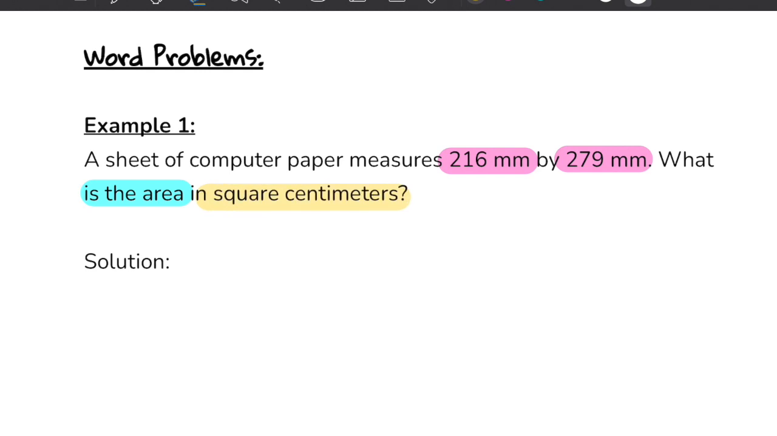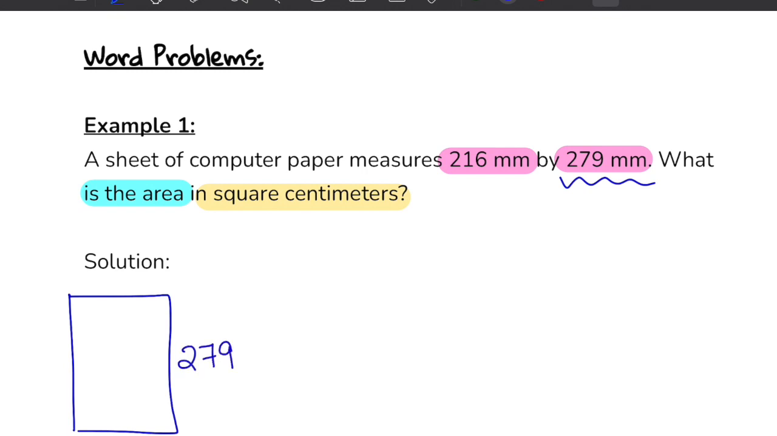So there's quite a bit to unpack here, but I'm going to give you a strategy. Whenever a question gives you some dimensions of a shape or an object, you should start by sketching that shape. Like we said, we're assuming that this is a piece of rectangular paper. The length, so that's this number here, is 279 millimeters, and the width, the smaller number here, is 216 millimeters. The first thing we do after we label our diagram is we check if the units are the same. So the width is in millimeters, the length is in millimeters, so that's great.